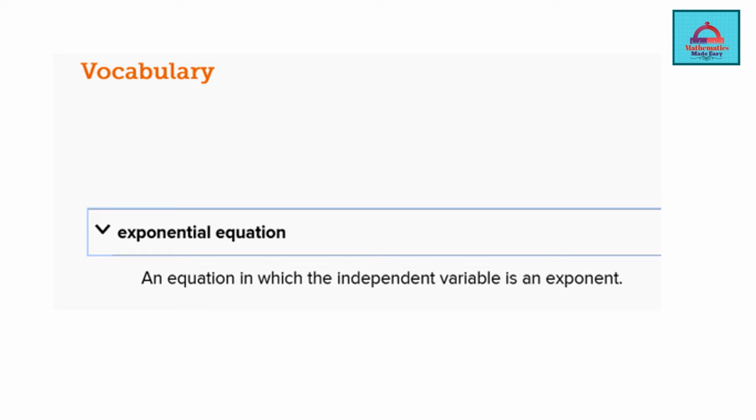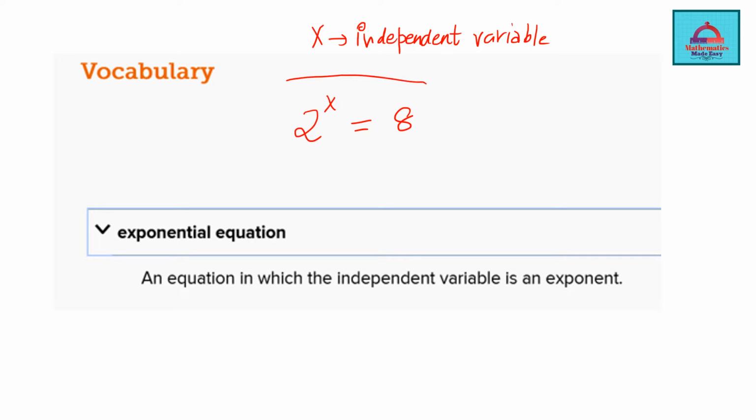So first of all, you need to know what is an exponential equation. An equation in which the independent variable is an exponent. So for example, you have base 2 to the power x. So x here is the independent variable. So if you have an equation which involves 2 to the power x equal to say something like 8, for example, this becomes an example of an exponential equation. So an exponential equation is an equation in which the independent variable is an exponent. So it's in the power, that is variable x here.